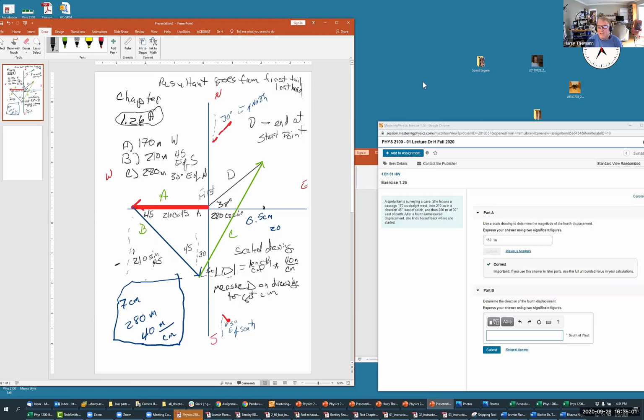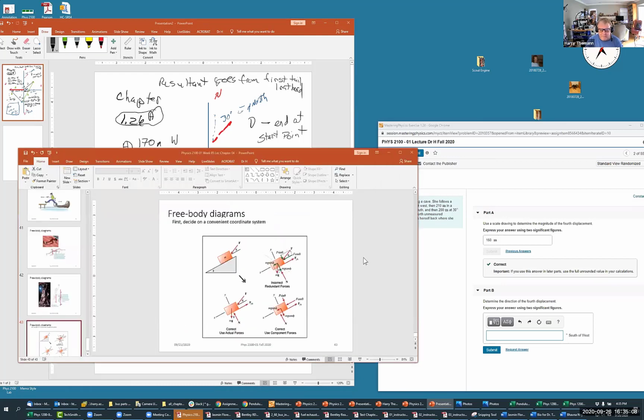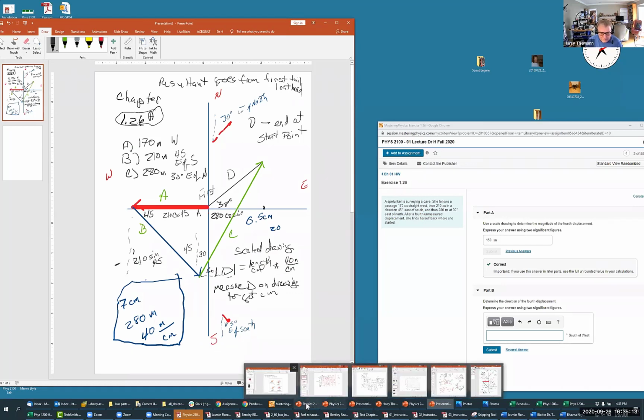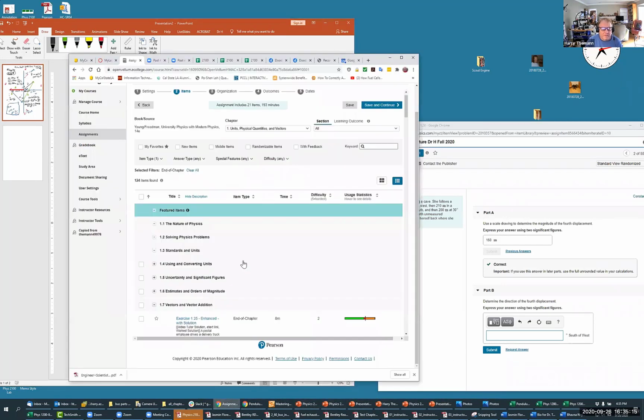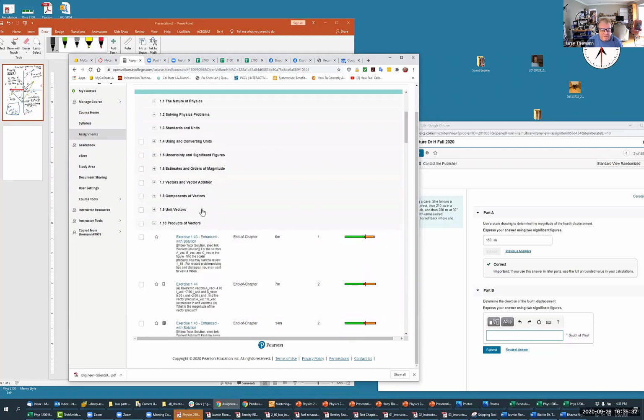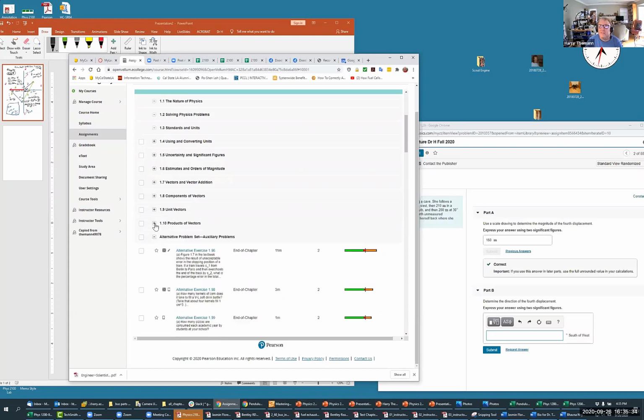Great. Anybody want me to do any more of this kind of vector stuff? Let's look at the various topics. Right, so we've got component vectors and vector addition, components of vectors, unit vectors. What else? Products of vectors.